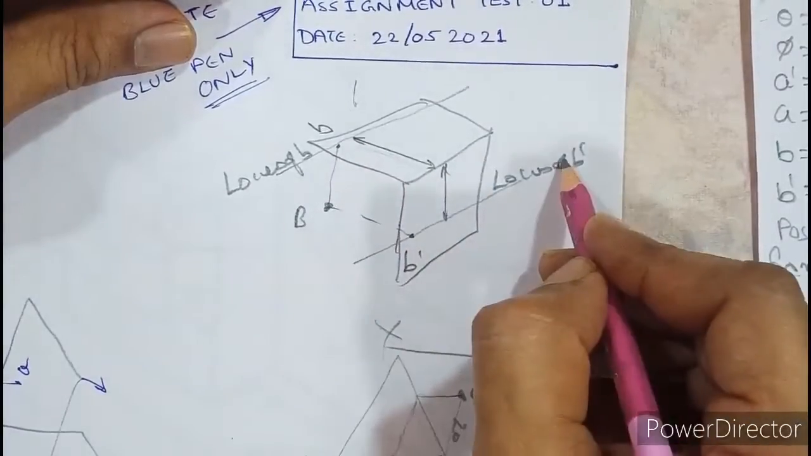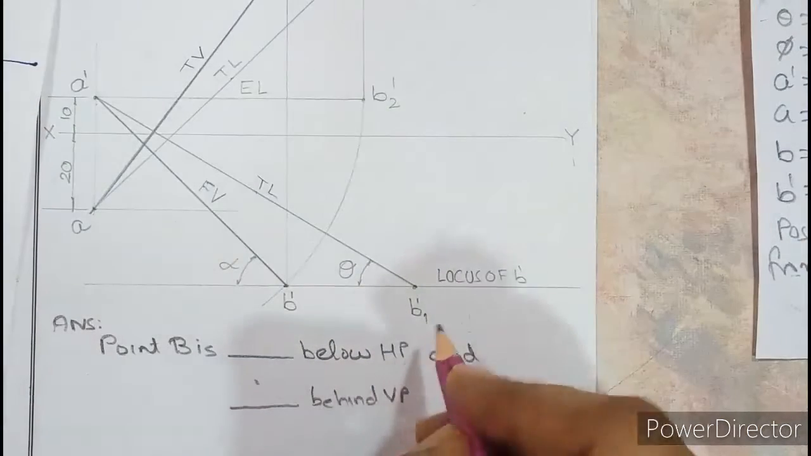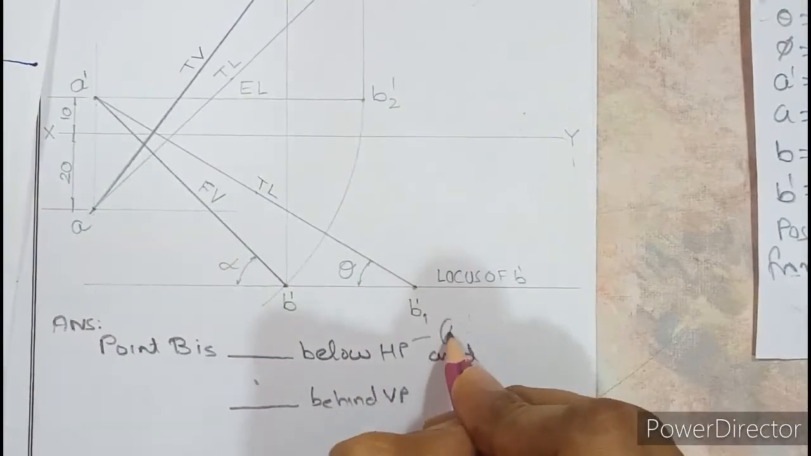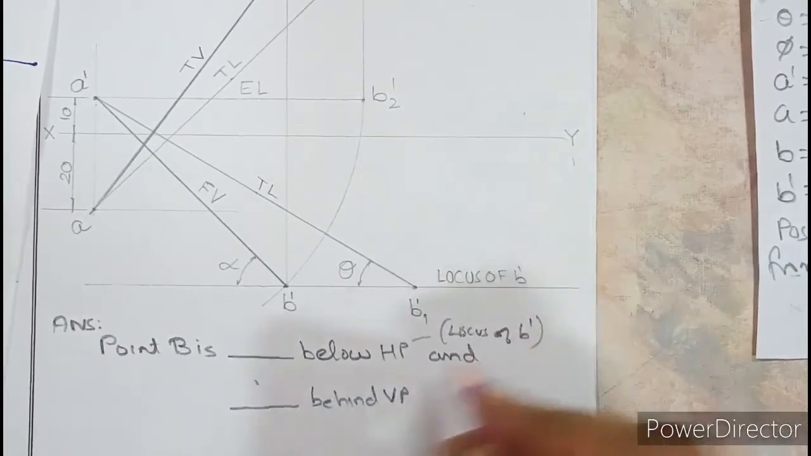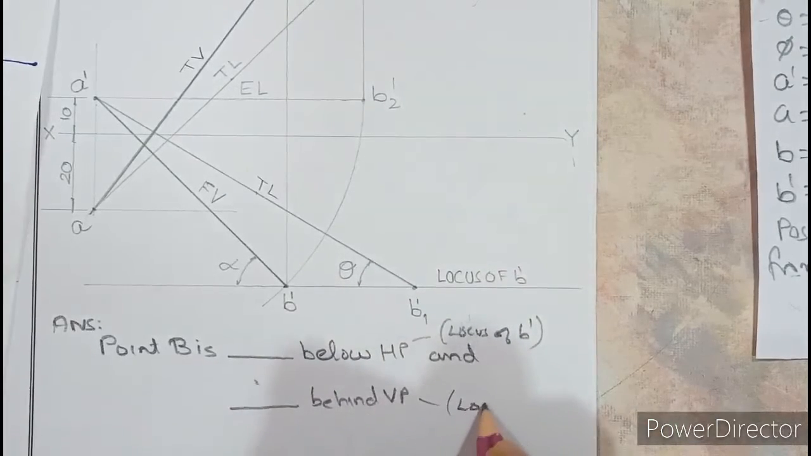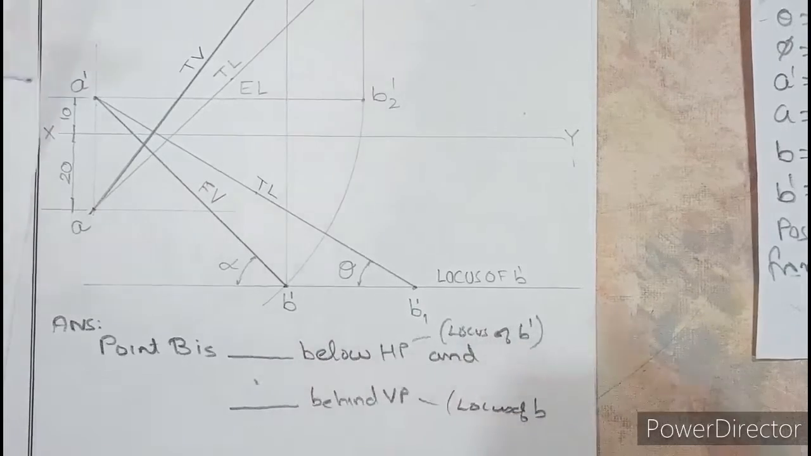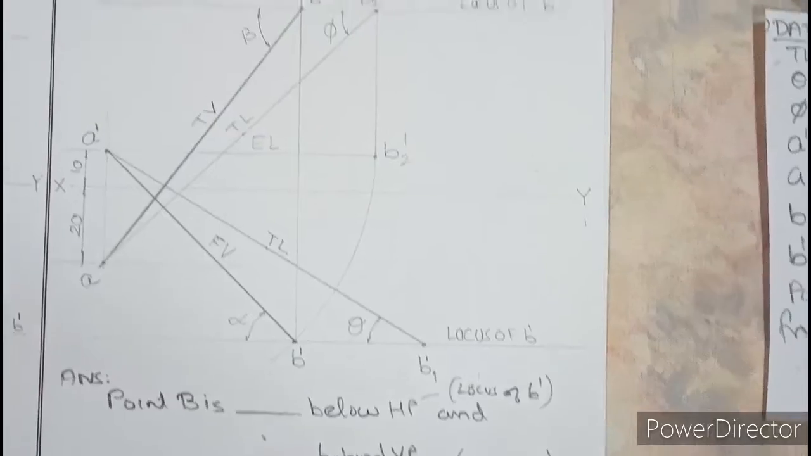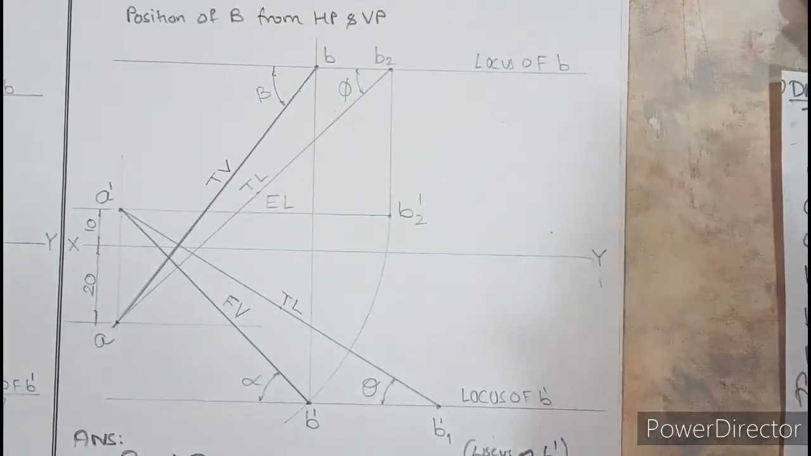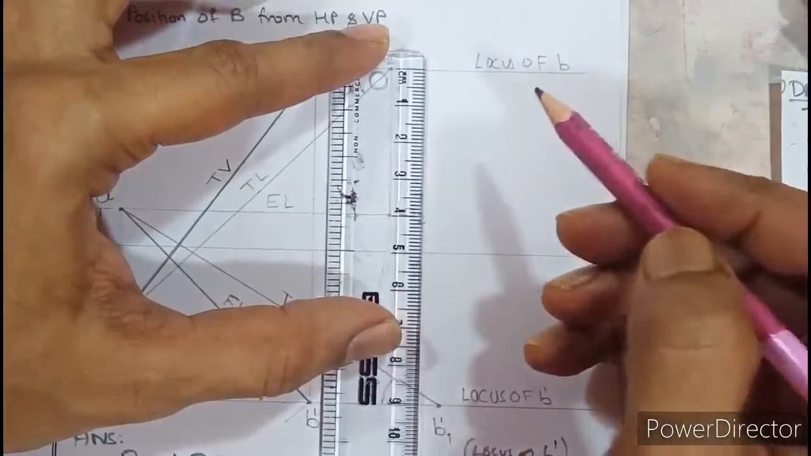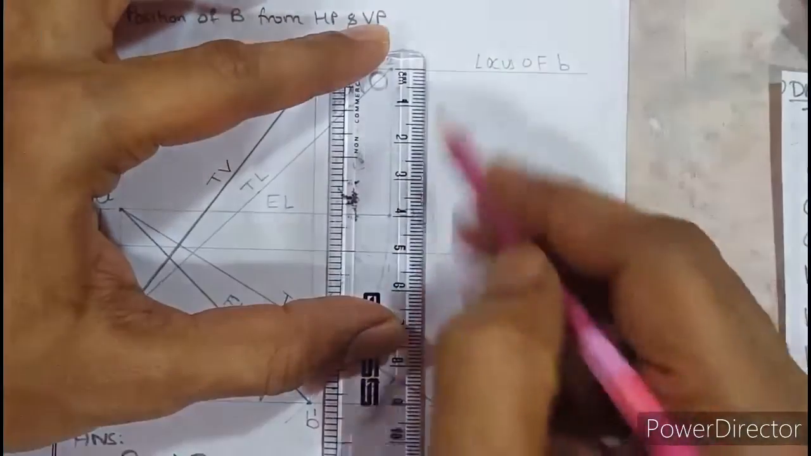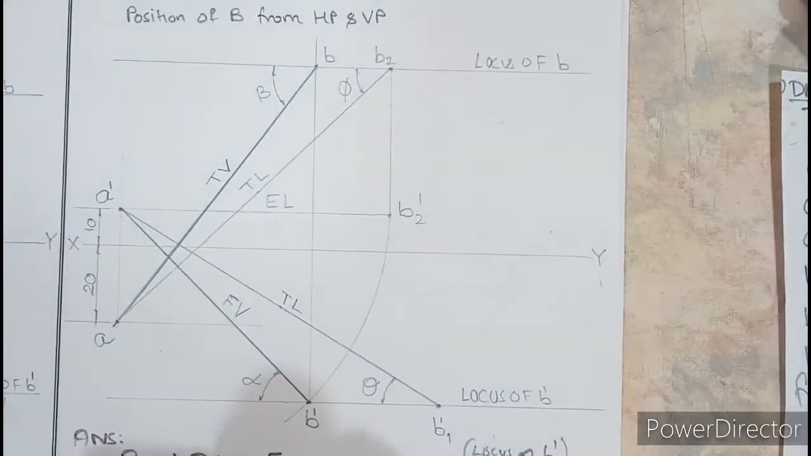So locus of B dash means below HP. For your reference, I'll write down here, below HP means, in bracket, locus of B dash, and behind VP means you need to measure locus of B. But from where? From XY. So let us remember this. If I take a scale and measure locus of B from XY, it comes out to be 50 millimeter.